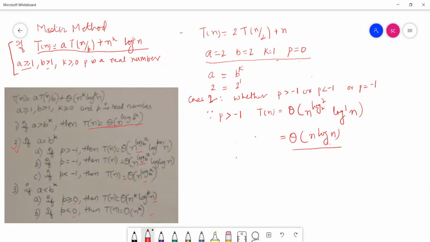Is this clear, class? Yes, sir. So it's very simple. Always remember, whenever you are solving this equation, you have to write the complete formula also. When you write case 2, you write the complete case 2 formula and then solve it. So this was the first example. Now let's see some tricky examples.